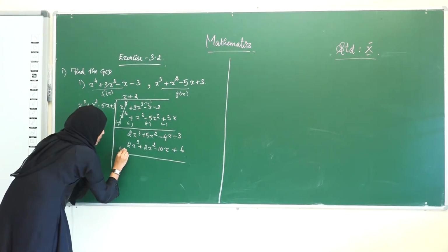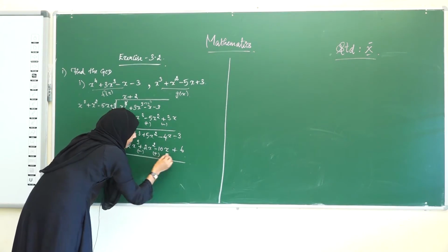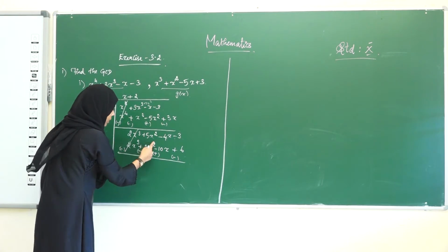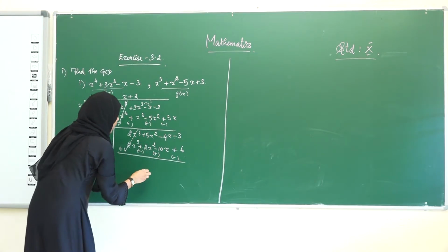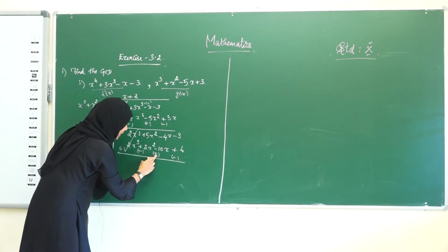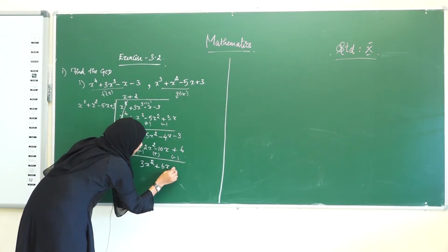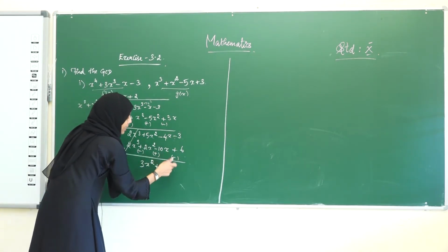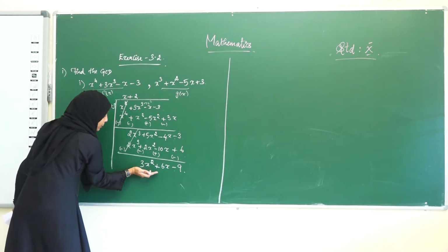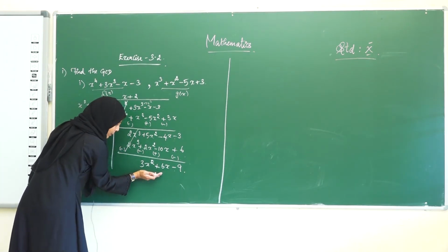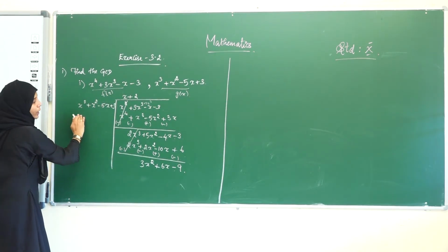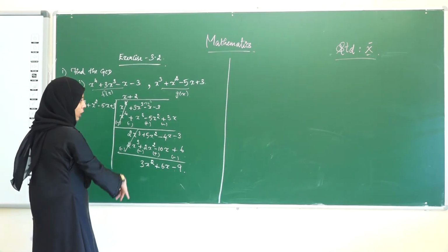We have to change the signs. Here it becomes plus and here it is minus, so this term gets cancelled. Here it is 5x square, minus 2x square is 3x square. Then minus 4x plus 10x is plus 6x. Minus 3 and minus 6 is minus 9. The degree of this polynomial is lesser than this one, so we can't continue this long division.